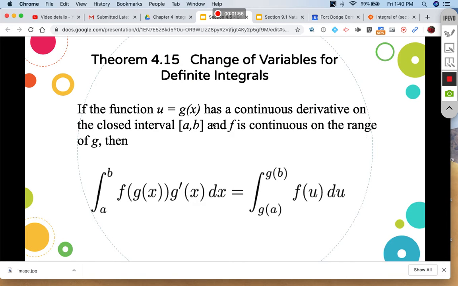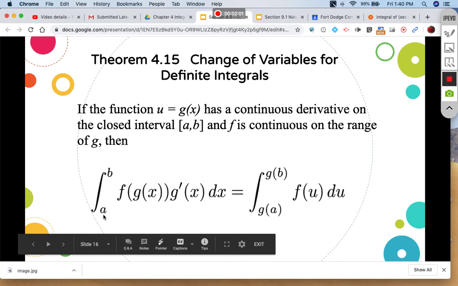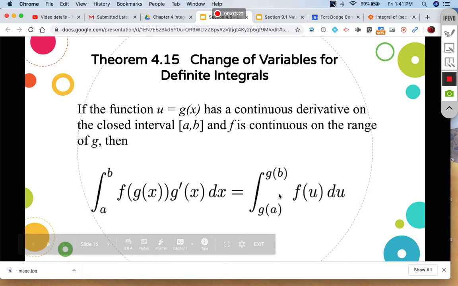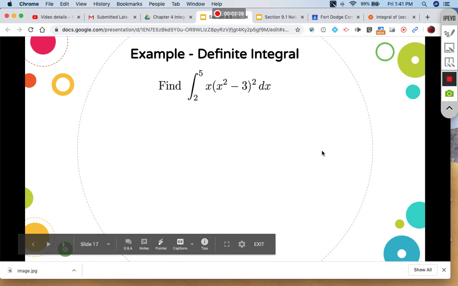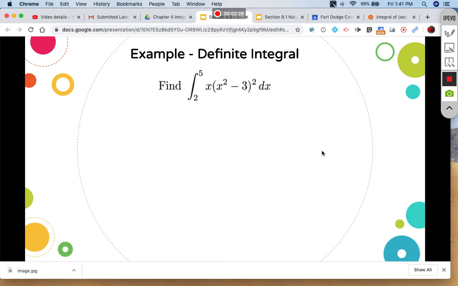What the theorem states is we're doing the definite integral now from a to b of f of g of x times g prime dx. We make that f of u du, and now we change these limits to g of a and g of b. So what we've done is rewritten the limits of integration from being in terms of x to being in terms of our new function g of x.